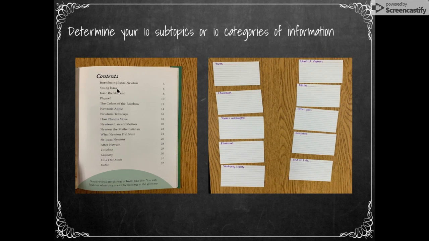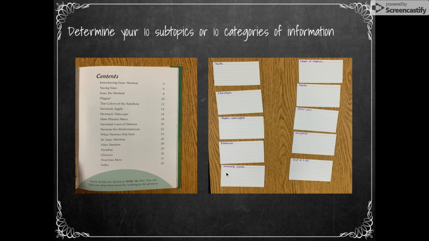So for example, for young Isaac, I have youth instead. For Isaac the student, I have education. Plague, I changed it to studies interrupted because that's the only reason they talked about the plague, was it kept him from studying in college or after college. Colors of the rainbow, I just changed that to rainbows.